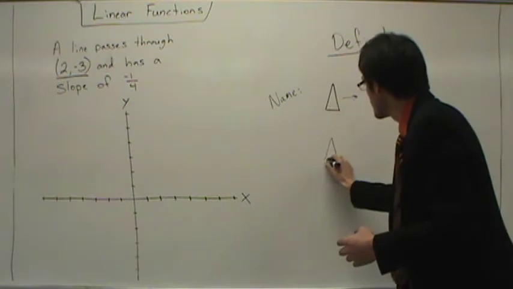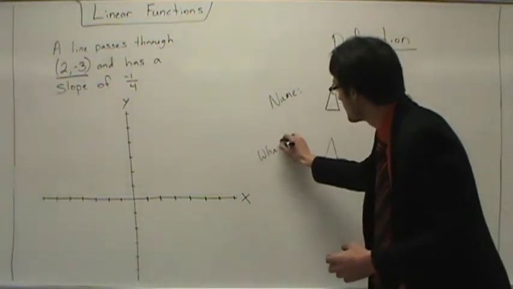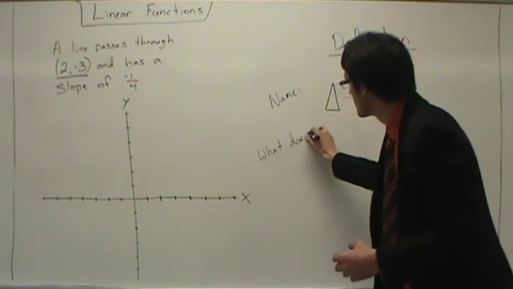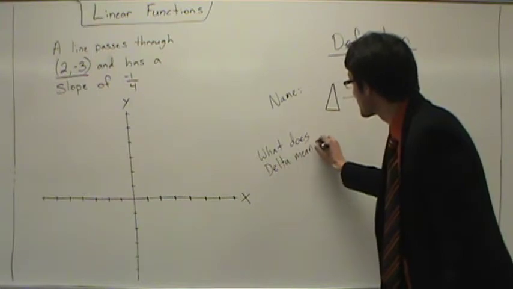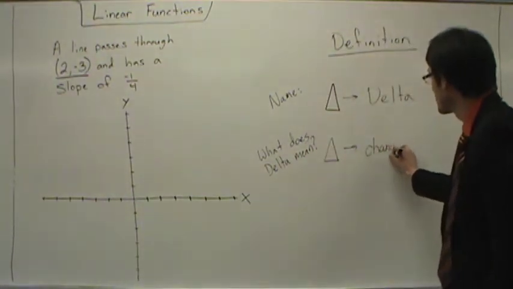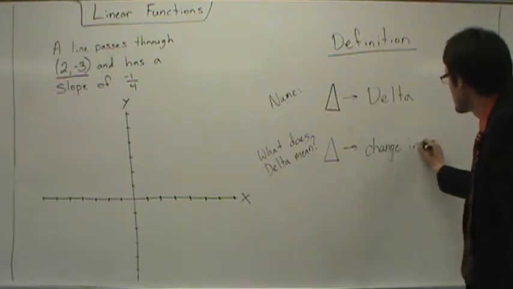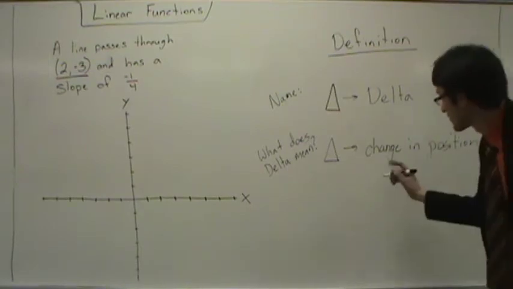Now, this symbol has a specific meaning. So what does delta mean? It has a specific meaning in math. Delta means change in position. Quickly, what is change in position? We've got to move very quickly here.